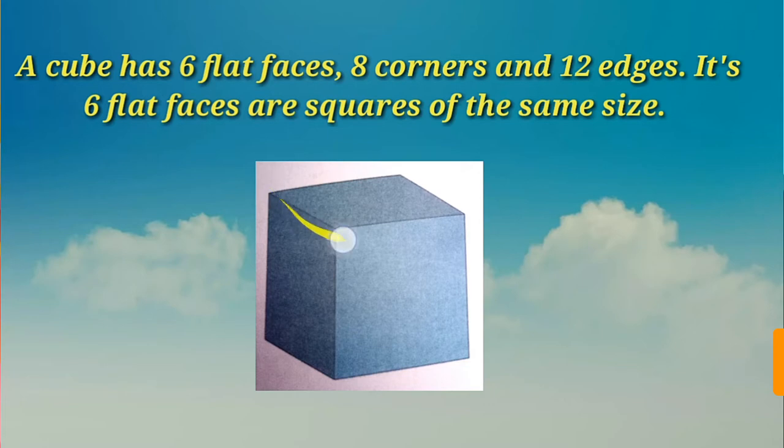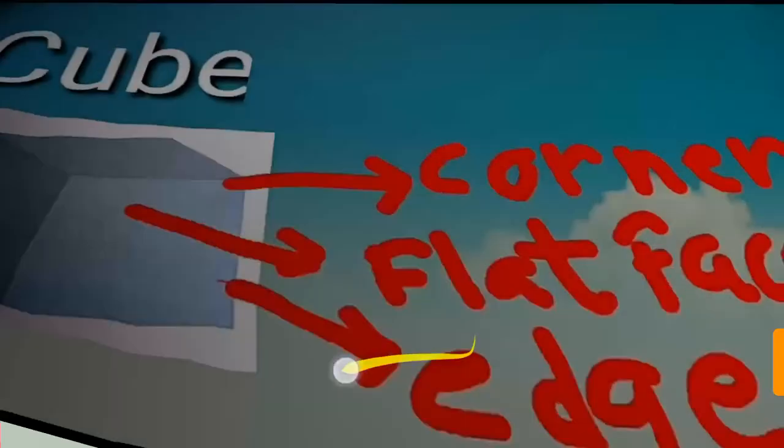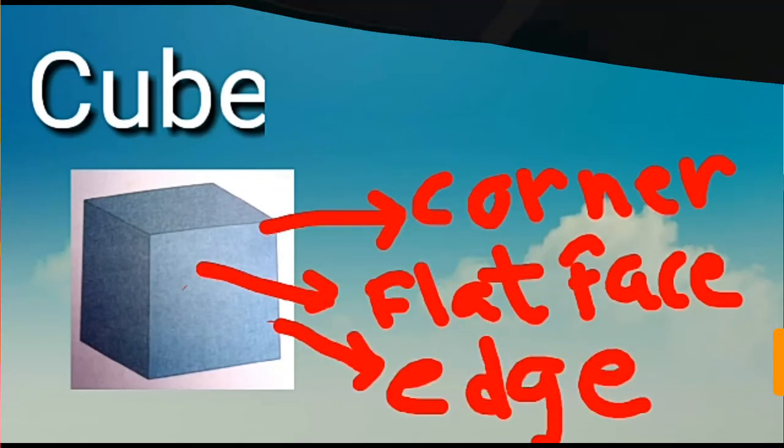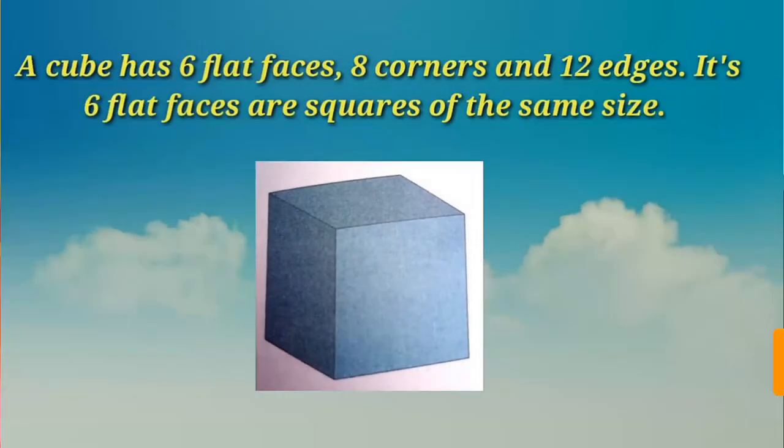These are the edges, so it has 12 edges as I showed you here. This is an edge, this is a flat face and this is a corner. It has 8 corners like this. These all are the edges, so it has 12 edges. And it has 6 flat faces. 1, 2, 3. I am able to see only 3 in this picture, but practically we will see 6 flat faces, and these all are squares of the same size.